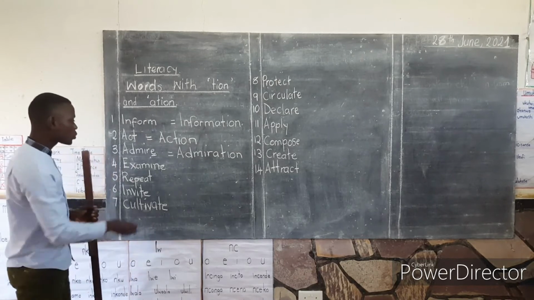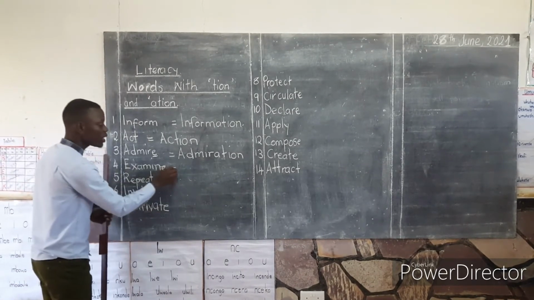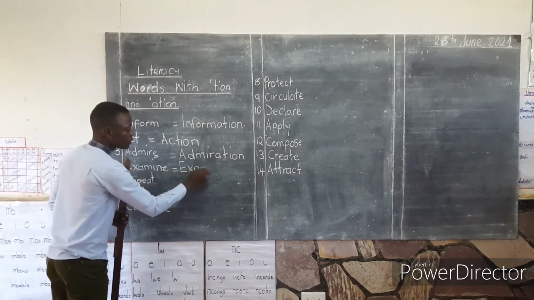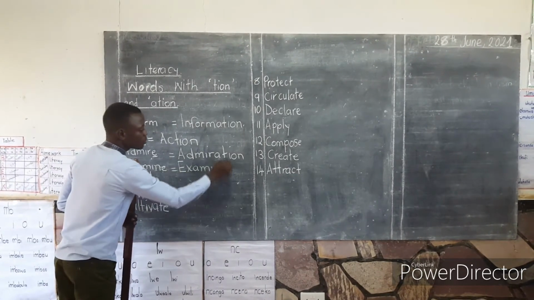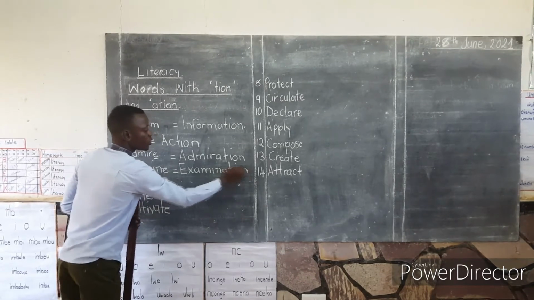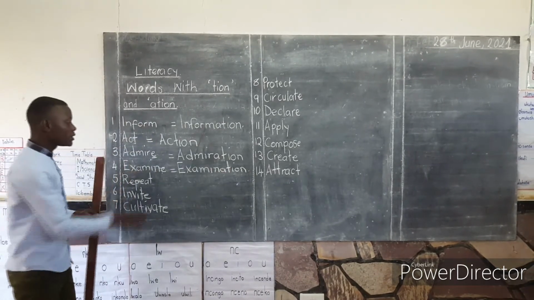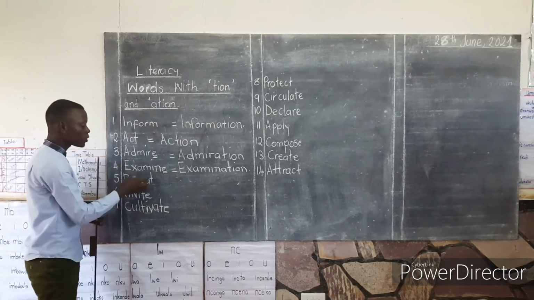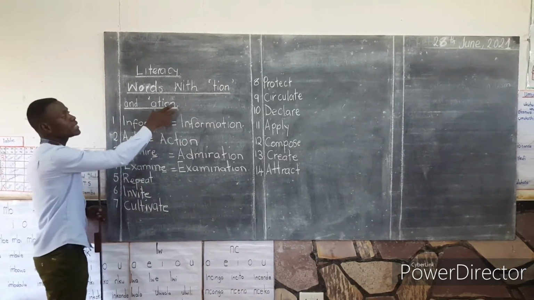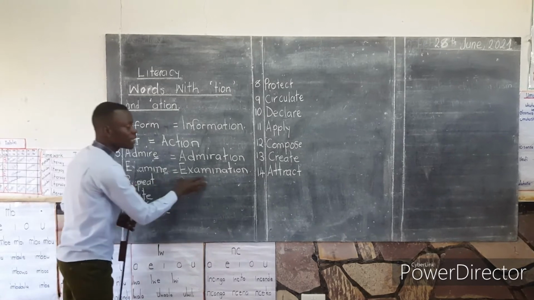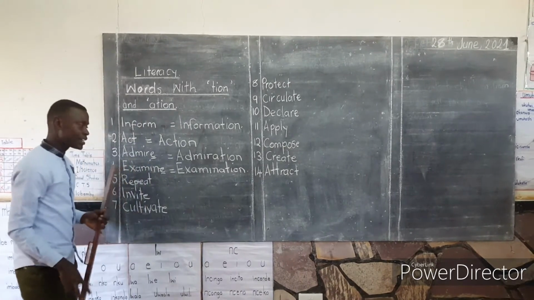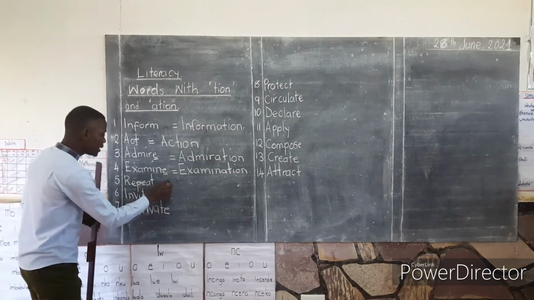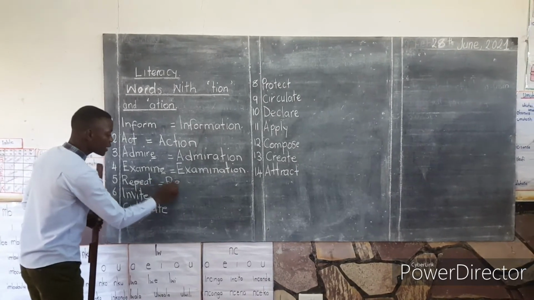We go to the fourth one, which is examine. This word will be examination. The same thing here: the letter E will be removed and replaced by A. So from this word examine, you add this ending to form a noun, which is examination. You go to the fifth one, which is repeat. Now this one, we'll write it like this.